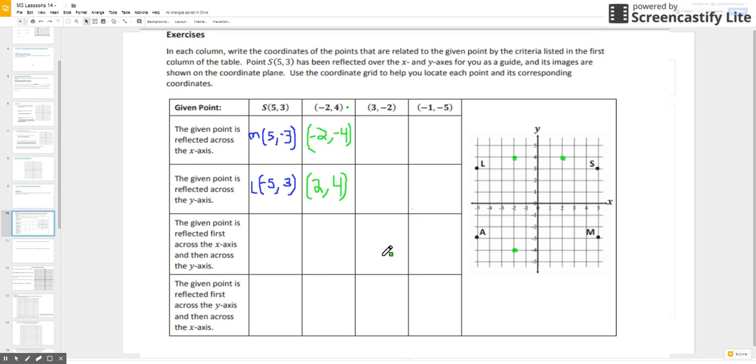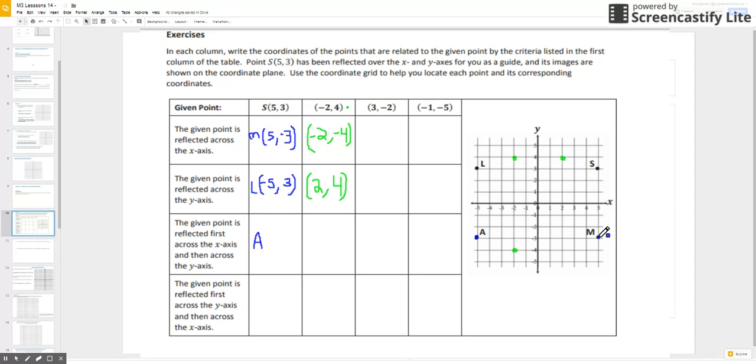If we look at this column of S, it says the given point is reflected first across the x-axis. So we're going from here across the x-axis to here to M, and then across the y-axis. From M, we reflect it across the y-axis and it comes here to this point A. So there's our point A. You notice once I get used to it, I don't have to count every time. I know this is 3 units above, so I go 3 units below. I know this is 5 units away, so I have to go 5 units on the other side.